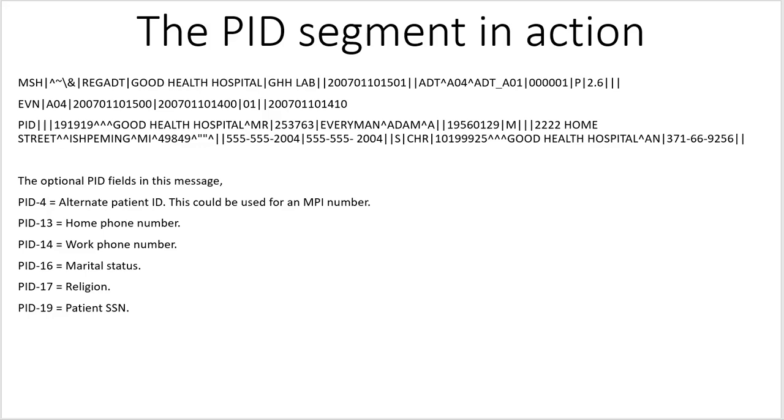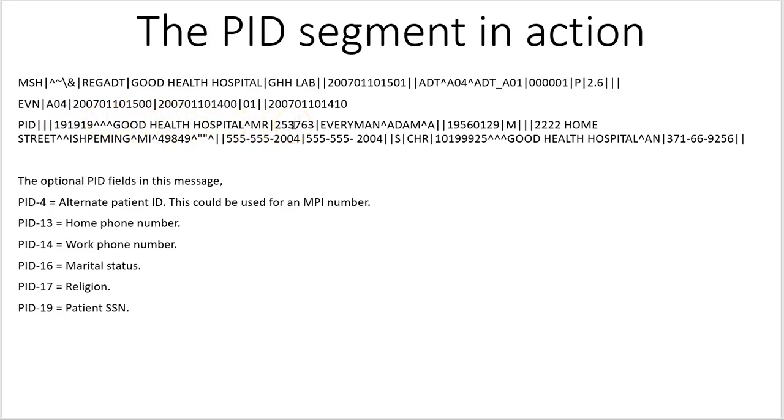Here's a PID segment in action. Whoa! Try not to get too excited. So here's our whole PID segment. Here's PID 1. Here's PID 2. They're both blank. Here's PID 3. That's the patient identifier list. So that's PID 3. It's an MR number.